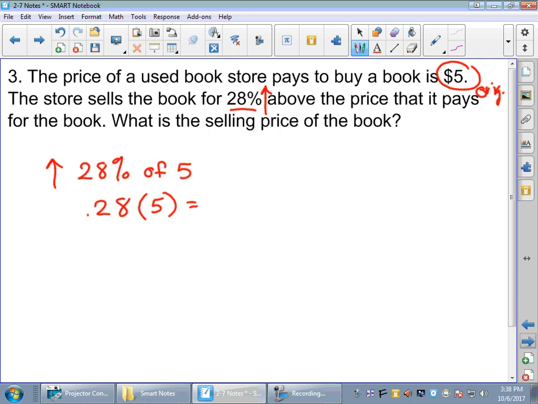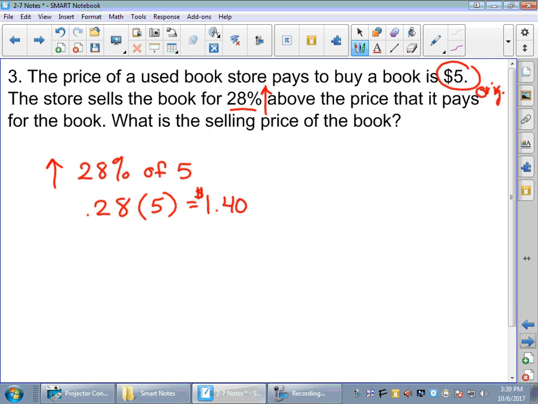When I do that calculation, I get 1.4. So in terms of dollars and cents, that's $1.40. Now, they're not going to sell it for $1.40 because they paid $5 to get the book. So if they sold it for $1.40, they're losing money.